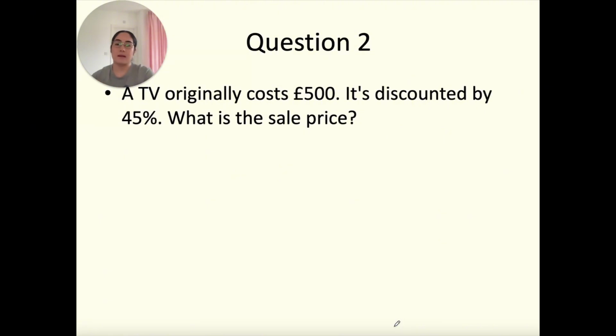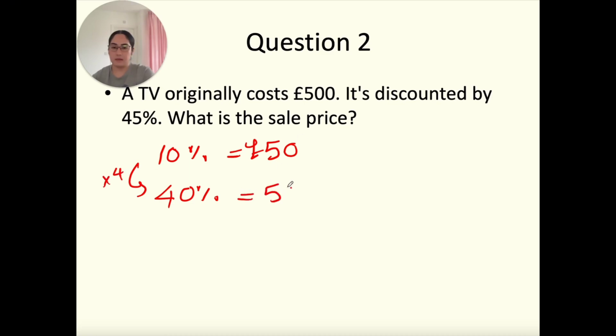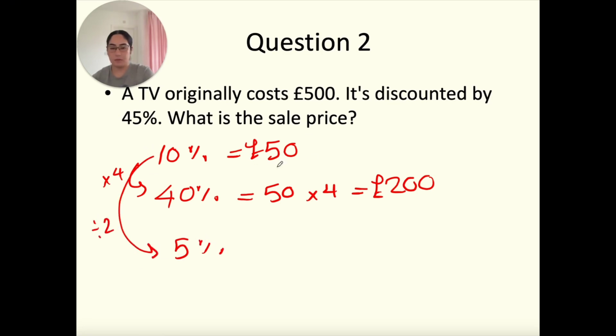A TV originally cost 500. It's discounted by 45%. What is the sale price? Right. Same steps as before. We find 10%. 10% of 500 is 500 divided by 10, which gives us £50. Then we go from 10 to 40%. We multiply that by 4, so we're going to do the same to 50. 50 times 4. 4 times 5 is 20, and we place a 0 in front, so it's a total of 200. But it's asking us to find 45%, so we need another 5%. So to go from 10 to 5, we need to divide that by 2, so we're going to do the same thing here. 50 divided by 2 is equal to 25.